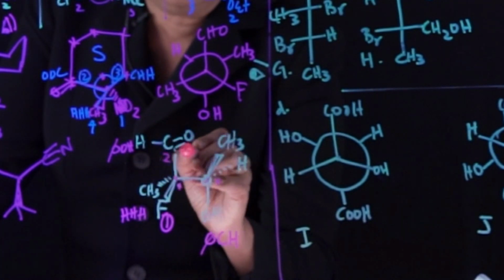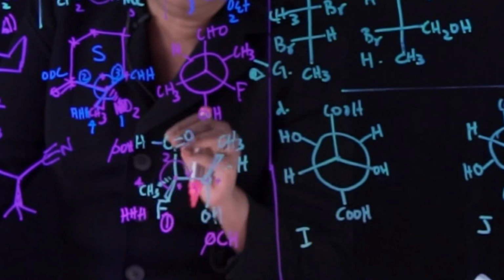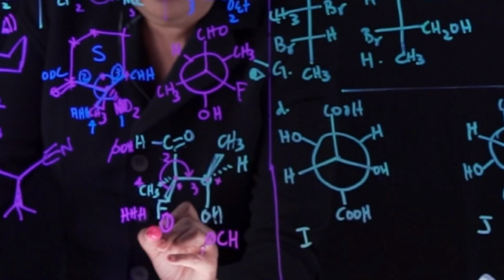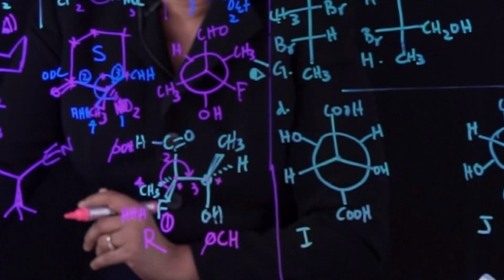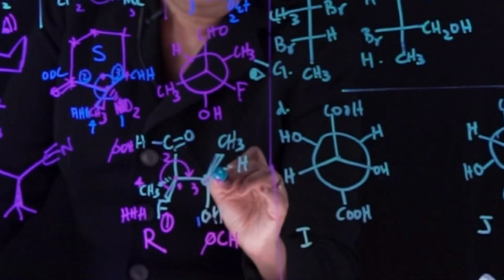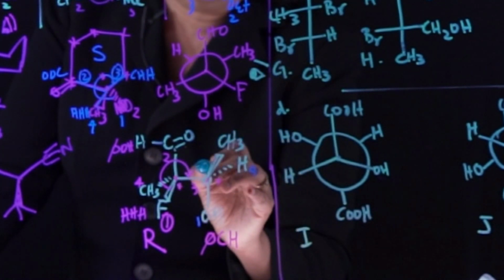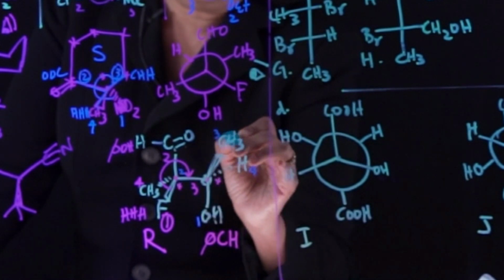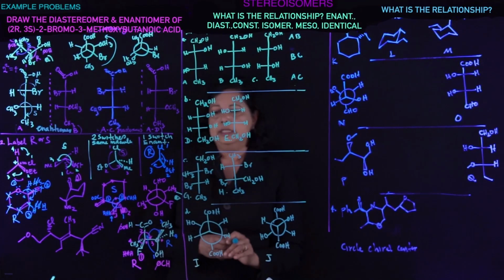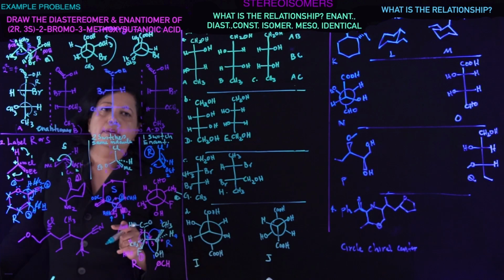So 1, 2, 3, clockwise with group number 4 away from you. You don't even have to rotate this in your head. So this is going to be R. And over here, we can do the same thing. 1, again, this carbon is heavier than that, and 4 is going to be hydrogen. 1, 2, 3, clockwise is going to be R. So we have an R stereochemistry for this molecule.